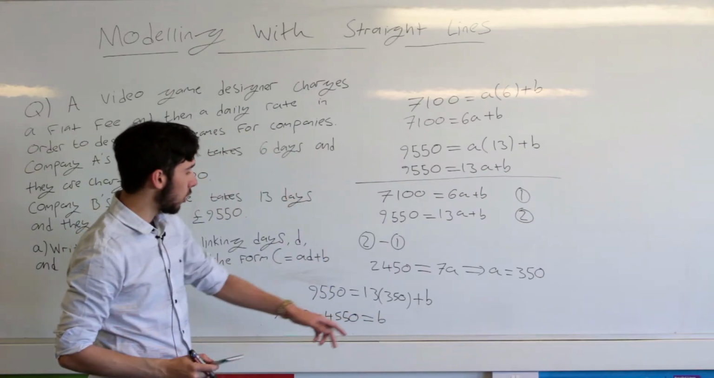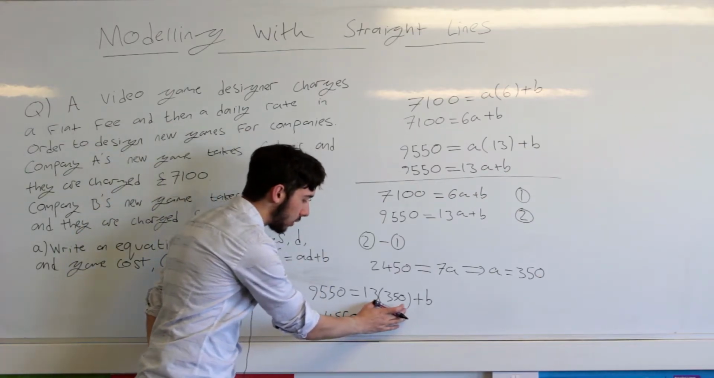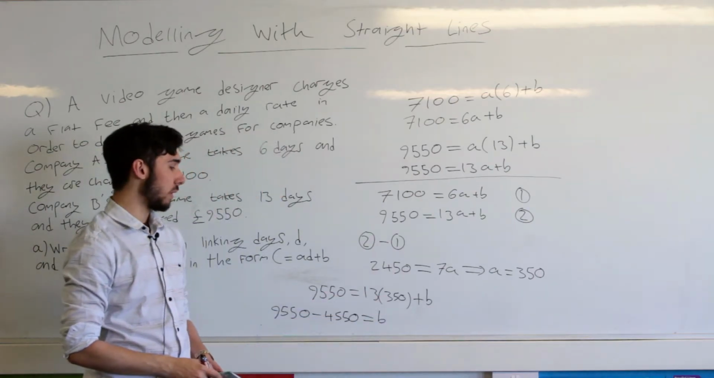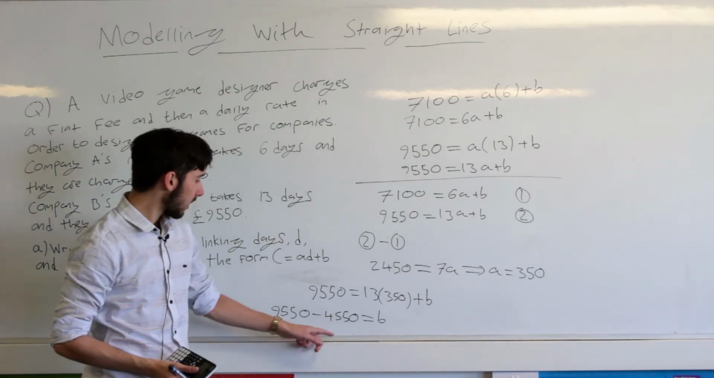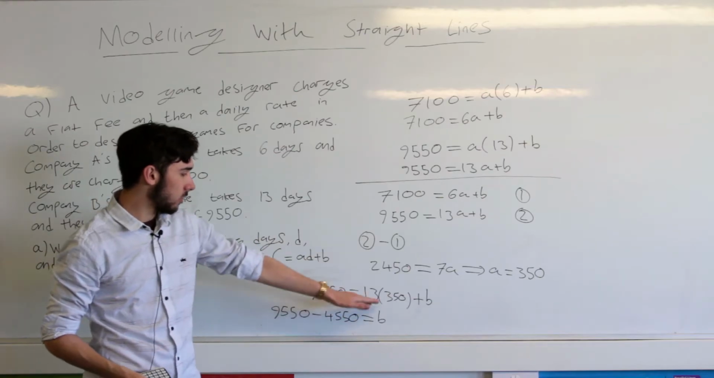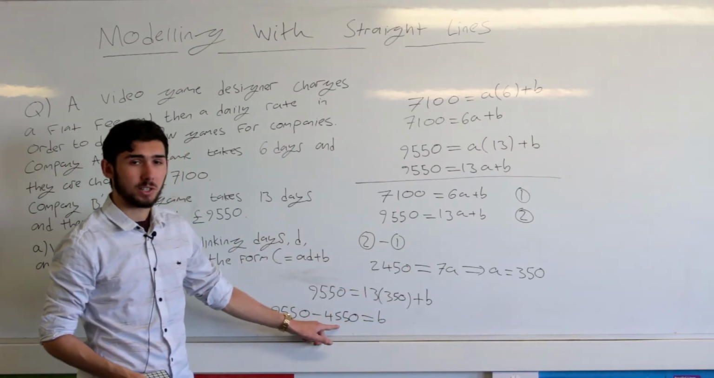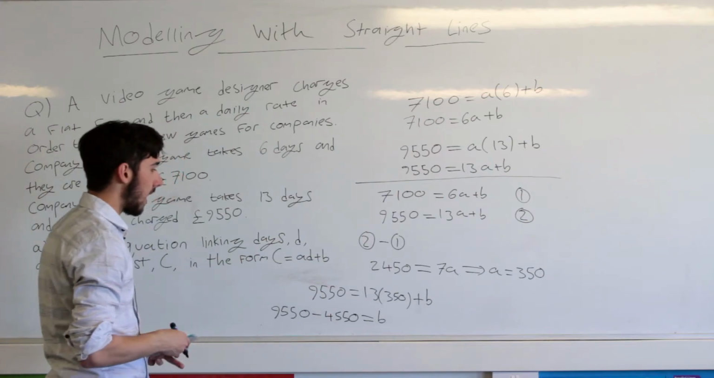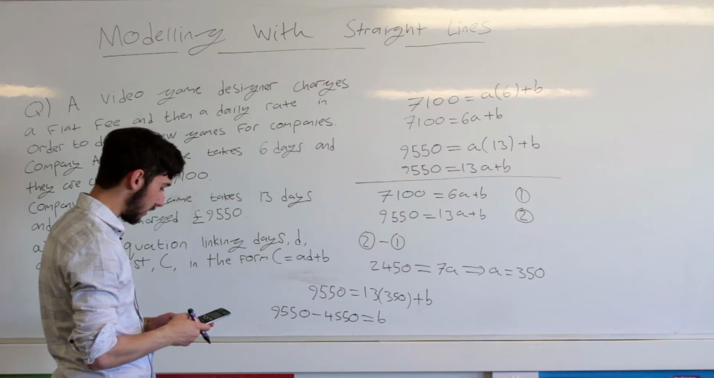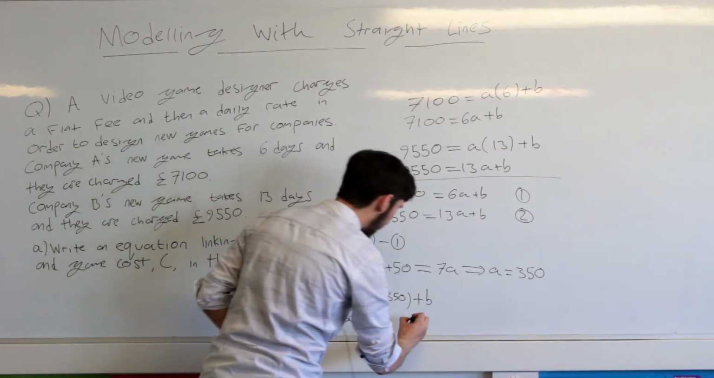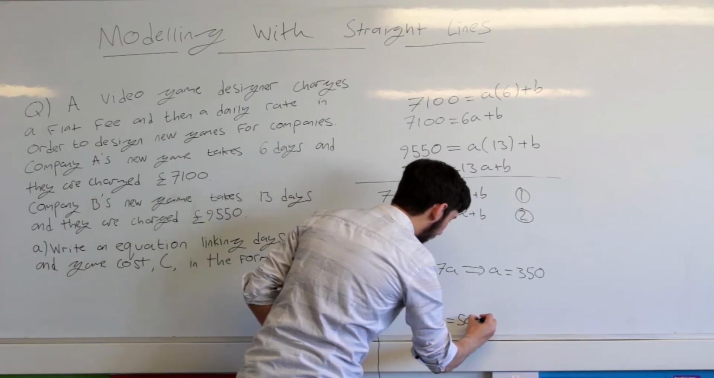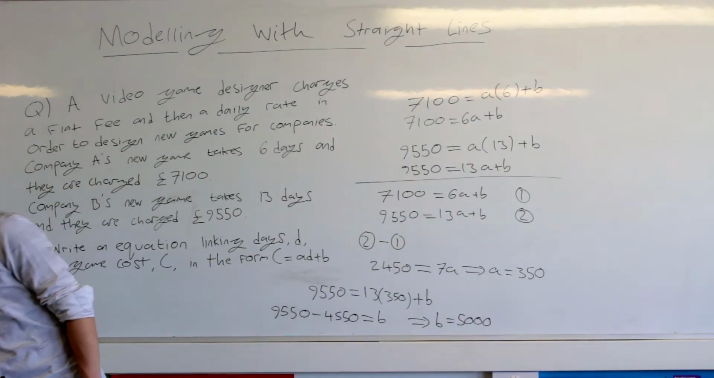So what I did is I took away this term here and brought it onto this side. I also simplified 13 times 350, which is the same thing as 4,550. I stopped all of this brackets nonsense and just wrote it as a number, okay? So that's all I did. And then B reveals itself, 9,550 minus 4,550. Oh, of course, that's 5,000. So B is 5,000. Okay, that's the answer.